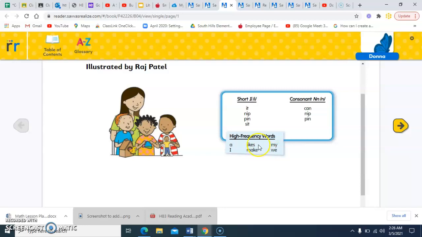Also, we talked about when you add an S, it changes the word. So this one was makes. We have likes. If we did the S for pen, it would be pins. If we did the word sits, sit, and then you add S, it would be sits. Okay, so now I'm going to first do the story and see how much of the story you can read by yourself. Ready?